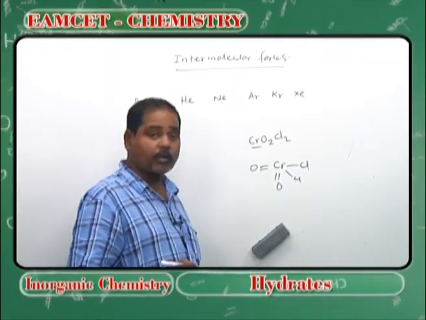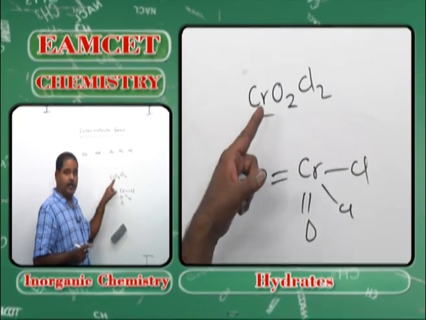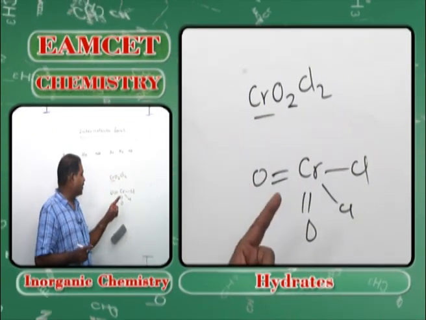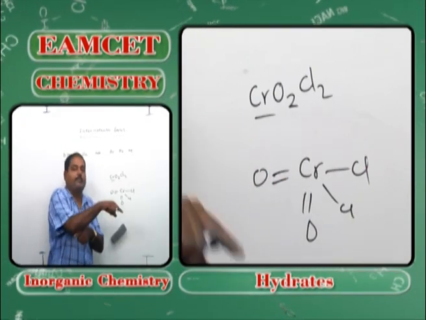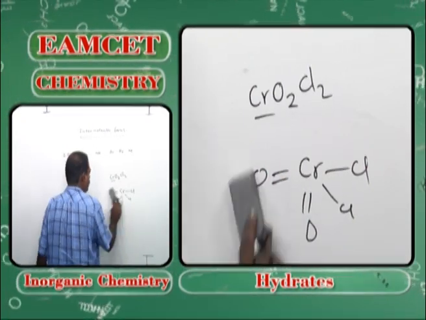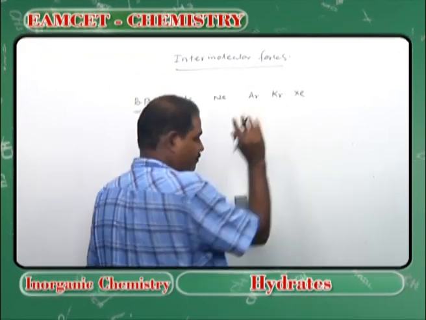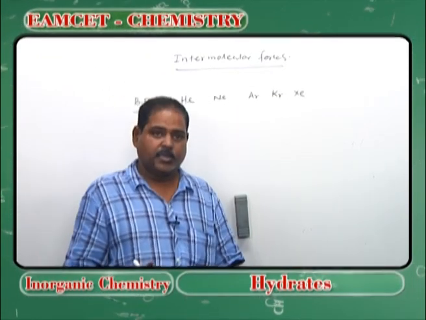CrO2Cl2, chromyl chloride. You have a metal. So I am not guaranteeing that if metal is present, then it is ionic. No. But for ionic substances, metal is a must. So, no metal, therefore not ionic. They are not even compounds for that matter.